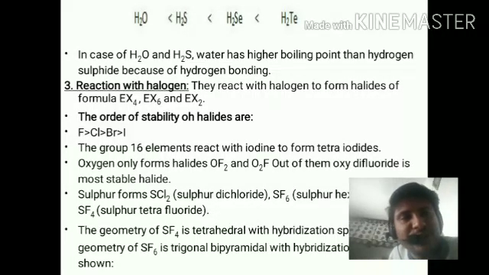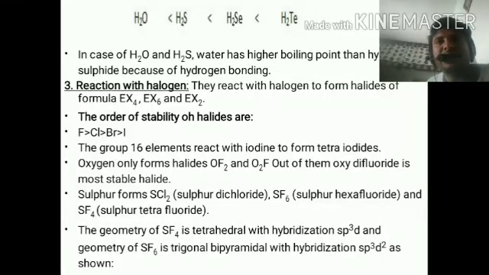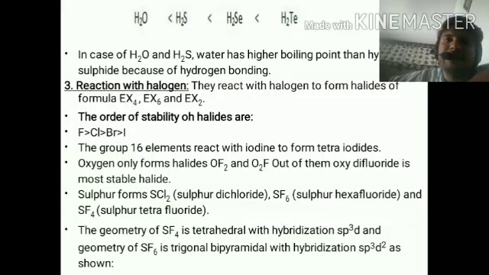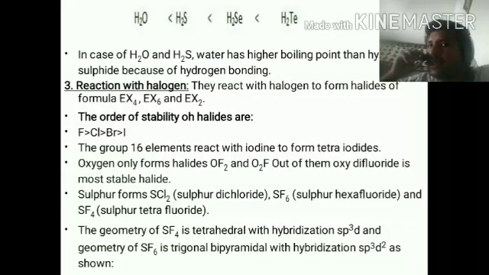Now, reaction with the halogens. What is the reactivity of the halogens? We know that group 16 elements contain six electrons in the outermost shell. That's why they form MX2 type halides, and they can also form MX6 type halides. The order of stability of the halides is, when you move from top to bottom, size increases, so bond length increases, bond dissociation energy decreases, and stability also decreases. So fluorine has the highest stability, and stability decreases from fluorine to iodine.